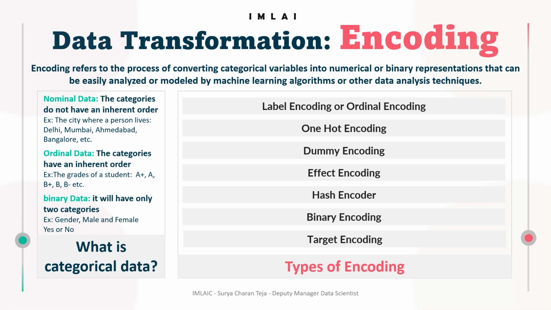The first one is label encoding or ordinal encoding. Then we have one hot encoding, then dummy encoding, effect encoding, then hash encoder. Then we also have binary encoding that you can see here, and then target encoding. In addition to that, we have base N encoding also. These are the encoders widely used in the pre-processing stage of a data science project. Now let's deep dive into each and every encoding type.